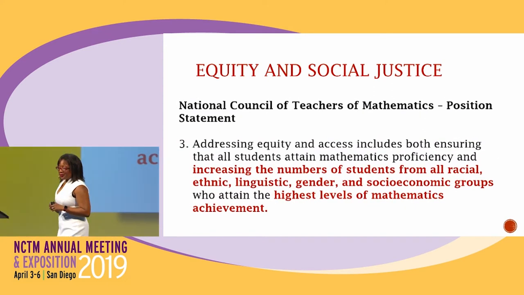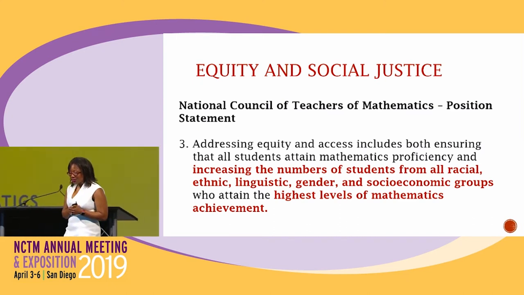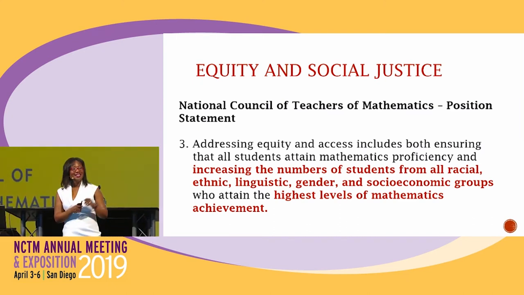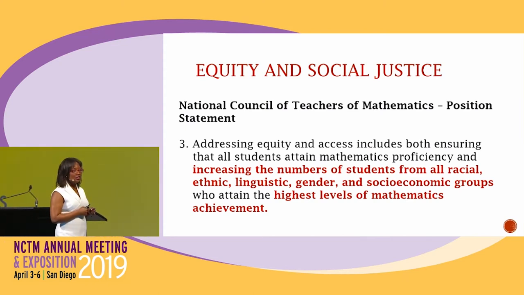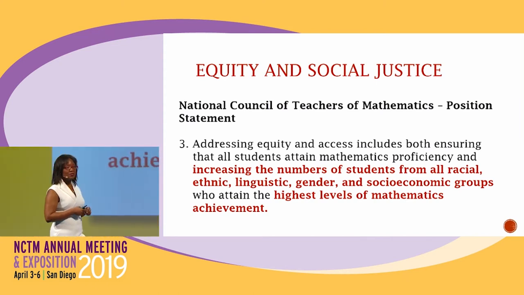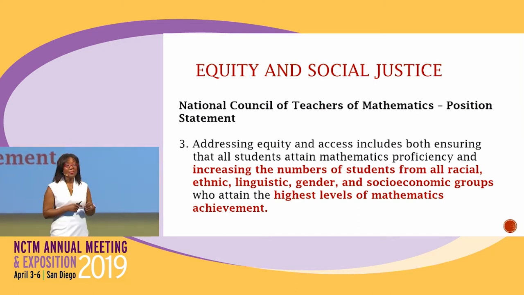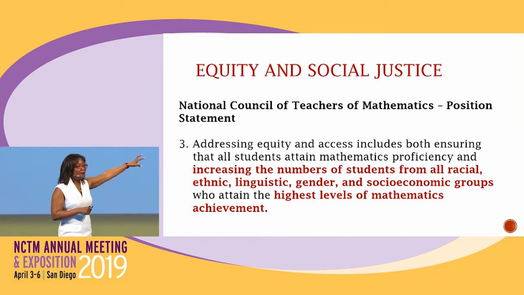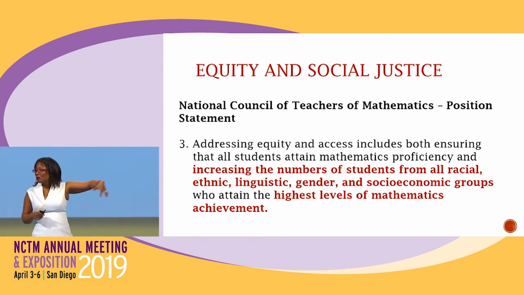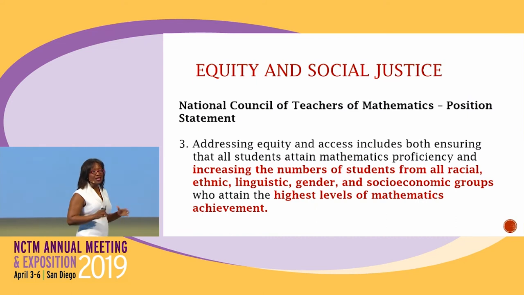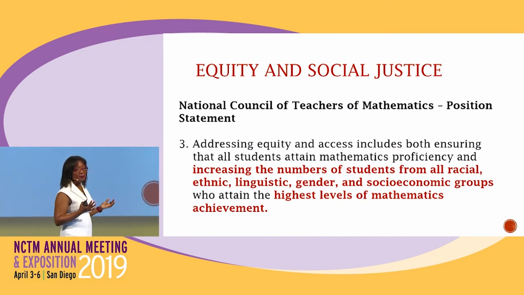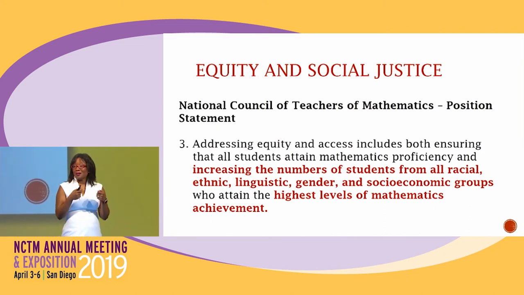Number 3, addressing equity and access includes both ensuring that all students attain mathematical proficiency and increasing the number of those students from various racial, ethnic, gender, socioeconomic groups to get to the highest level of mathematical attainment. This is where I spend a lot of my time, thinking about how we can increase the number of women, underrepresented groups that pursue mathematics and STEM. Right? How can we inspire that generation to go into something that is hard and challenging and be excited to do it?